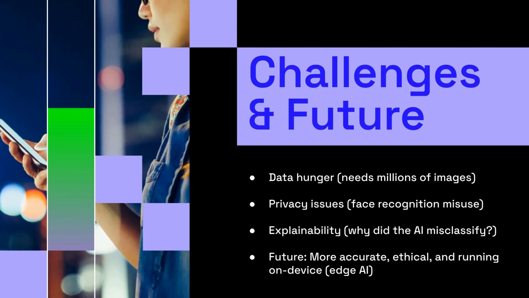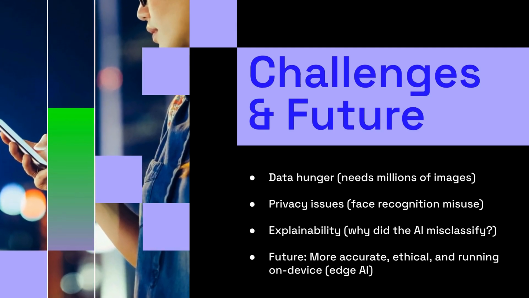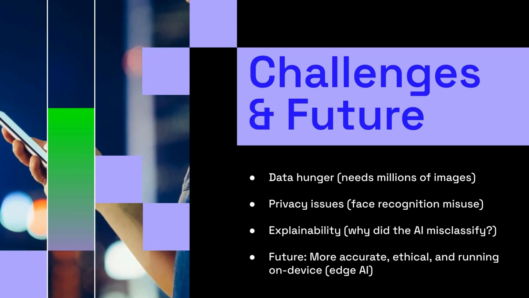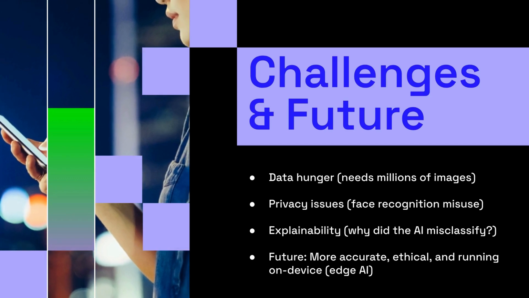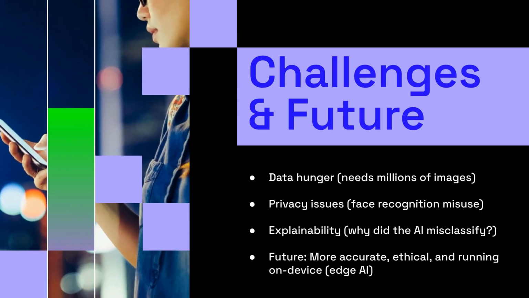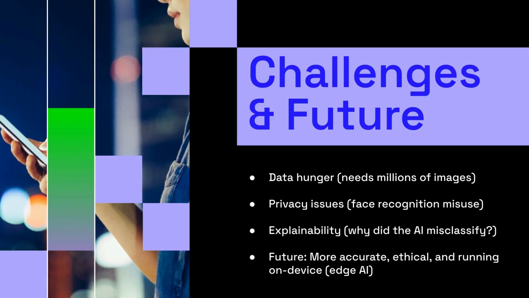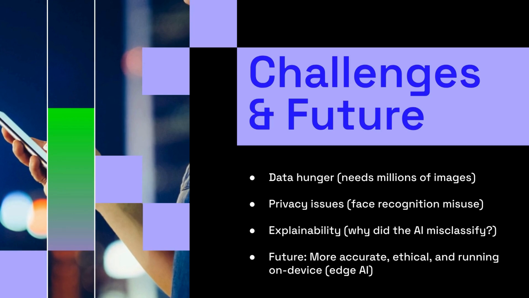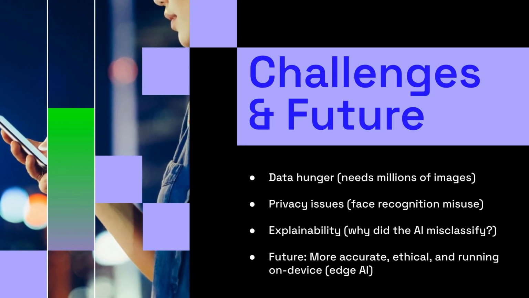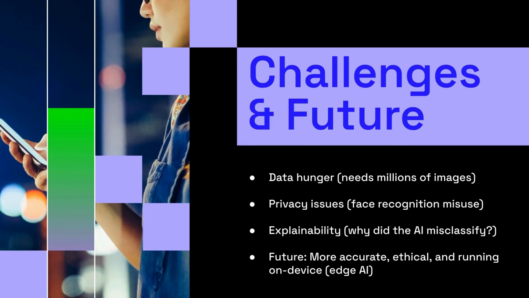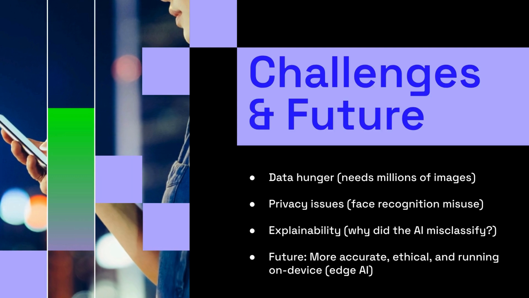Third is on-device or edge AI. Instead of sending images to large cloud servers, computer vision will run directly on phones, cameras, or IoT devices, which makes it faster, cheaper, and more private. Example, our smartphone camera already uses AI locally to enhance photos or blur backgrounds. That's edge vision in action.